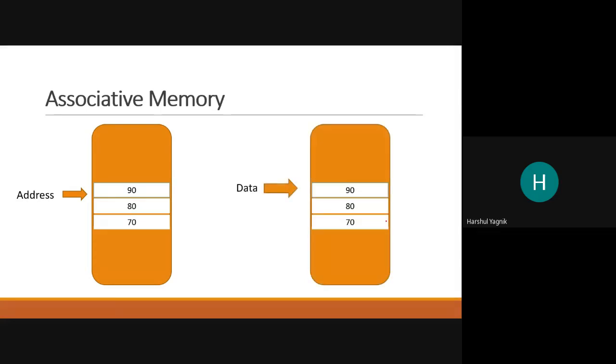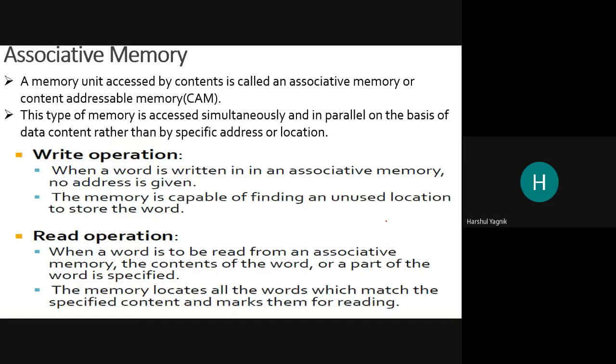Over here, the data is required as an input. So the memory is not accessible by addresses. The memory is accessible by the content of the memory. So, content addressable memory. This memory is also called associative memory. This type of memory is accessible simultaneously and parallelly on the basis of data content rather than a specific address or location.